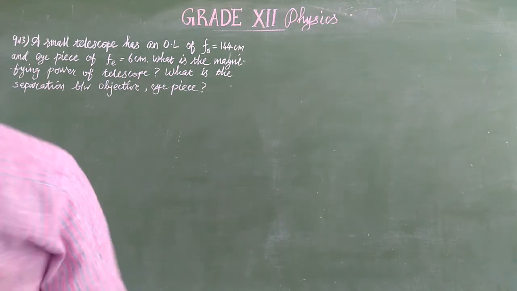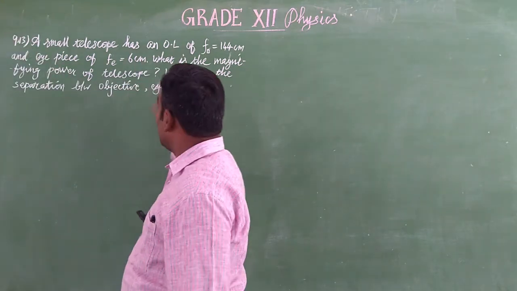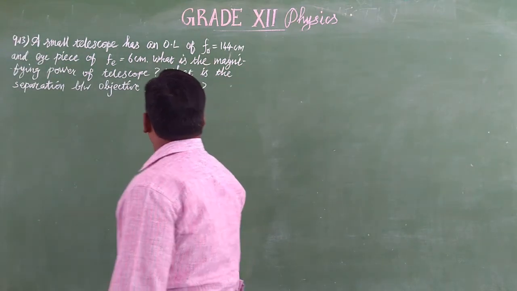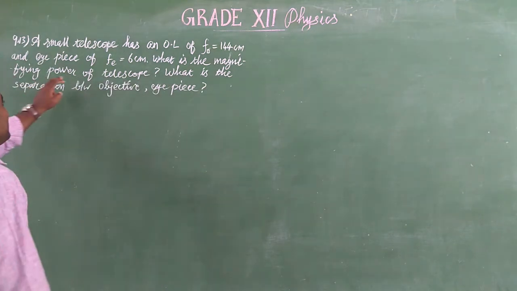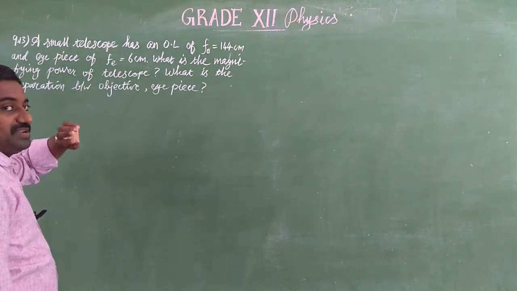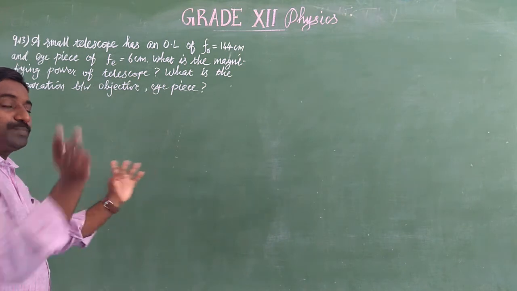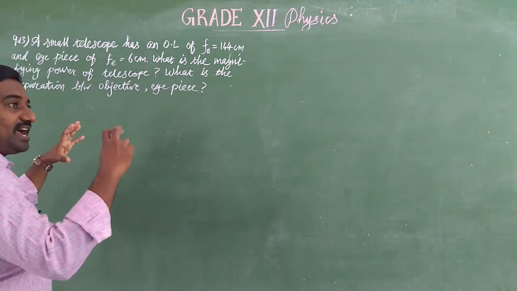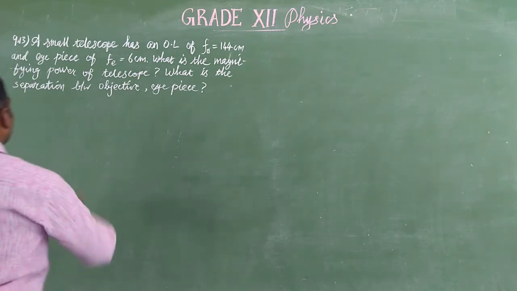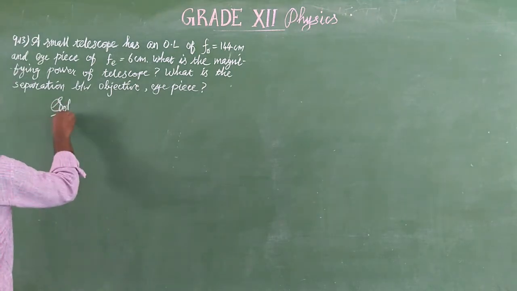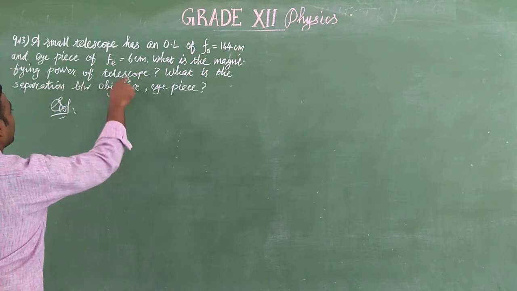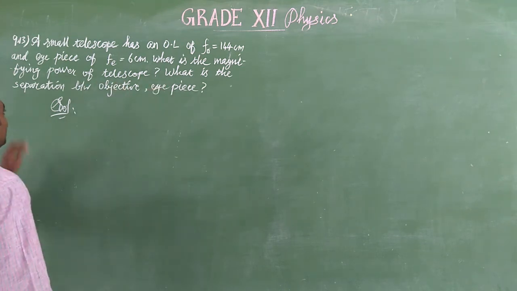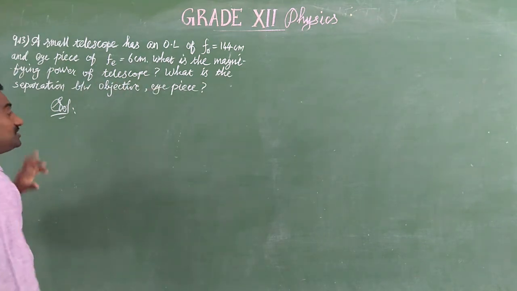Question. A small telescope has an objective lens of focal length 144 centimeter, and the eyepiece is 6 centimeter. Comparing to the microscope, the telescope is opposite. The objective lens should have a larger focal length, and the eyepiece should have a small focal length. So, we want to determine two things: one is the magnifying power, another one is the separation between the objective and the eye lens, that is the tube length.